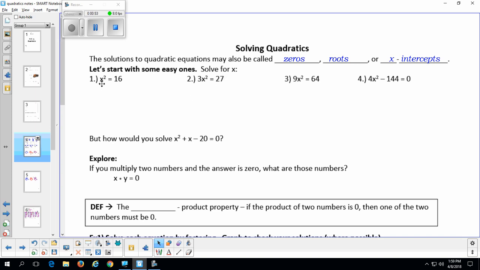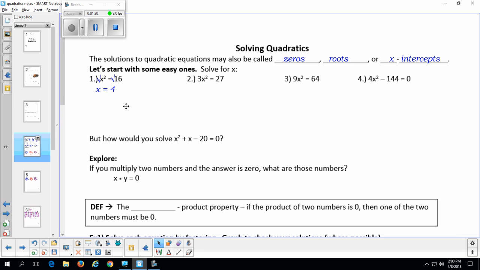So in number 1, we have x squared equals 16. Now if we have x squared, how would you undo x squared when you solve an equation? You're going to take the square root of both sides. So if we take the square root of x squared, that's just going to give us x. What's the square root of 16? That'll give us 4. So we have x equals 4.